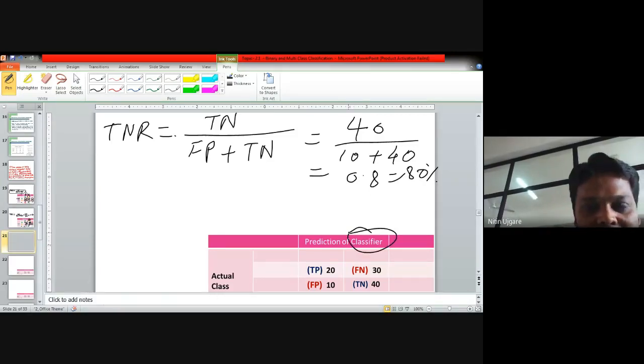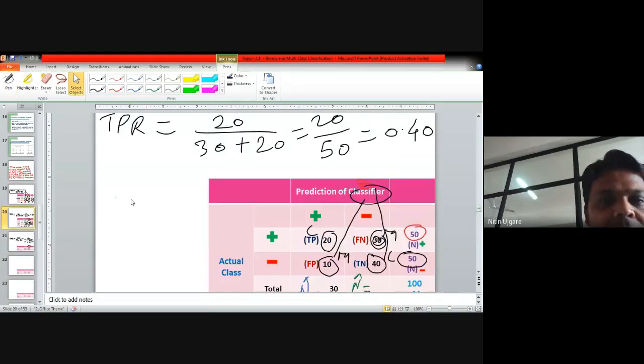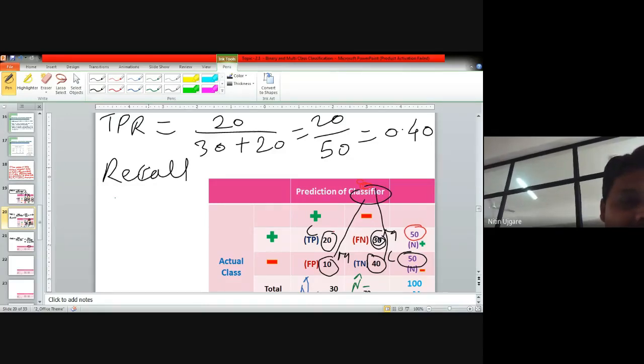Got it? Now, one thing I forgot to mention: this TPR is also called recall. So recall and TPR are the same. If a question comes in the exam like find the recall for the given confusion matrix, that means you are supposed to find the true positive rate.